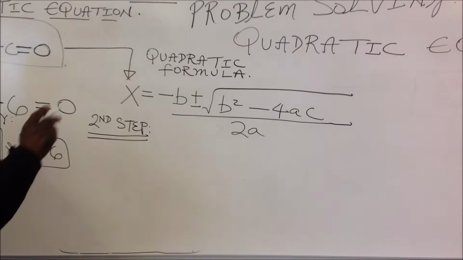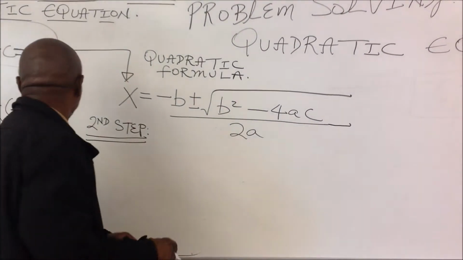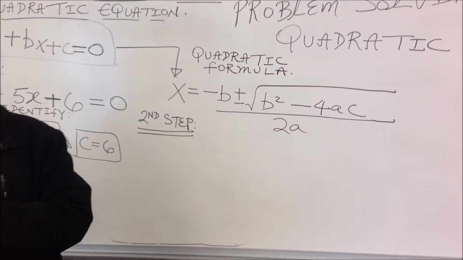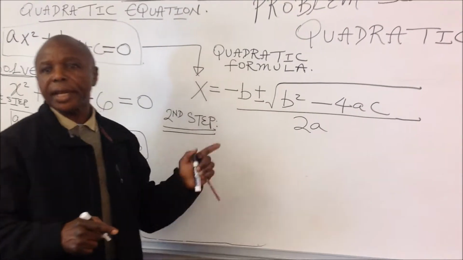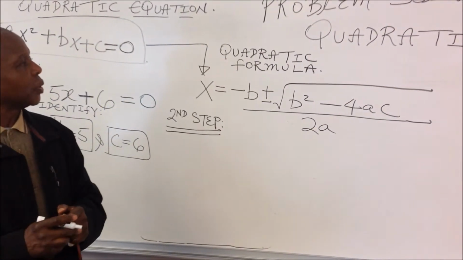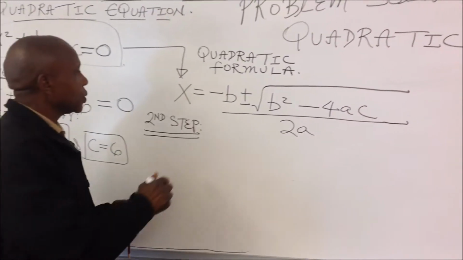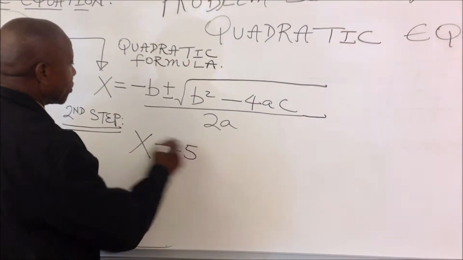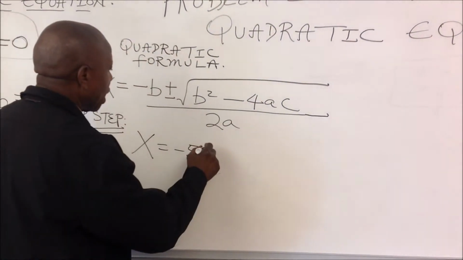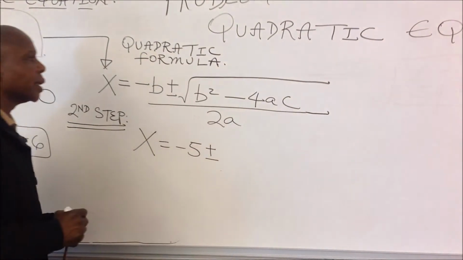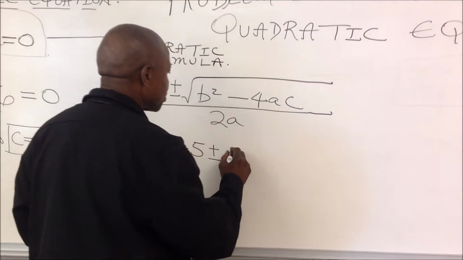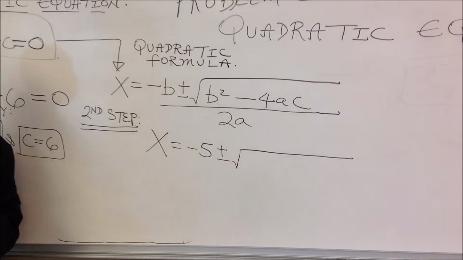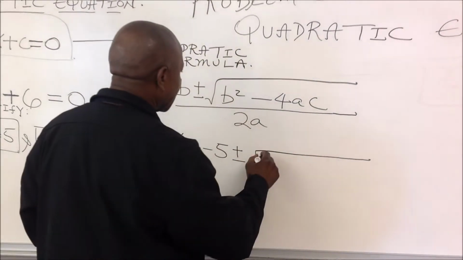So wherever we see B in this formula, what would be B in this formula? B will be 5, right? B will be 5. The formula has a negative in it. So the B itself is going to be 5. So that means we're going to have x equals negative 5 and what? Plus or minus the square root of what? 5 to the second. The square root of 5 to the second, or 5 squared.